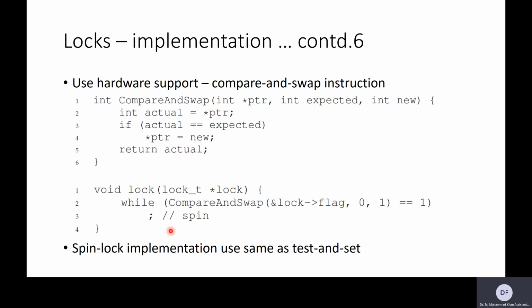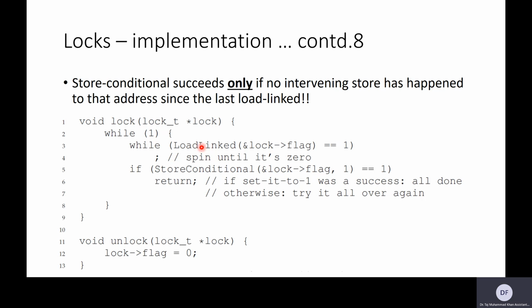Since there was an update to the flag address between the load linked and store conditional, store conditional will fail and it will return 0. This condition will become false and this return will not be executed. So we'll skip this return, come back here, and since it's an infinite loop, we'll go back and get stuck in this load linked again. Now the flag has been modified, so we will have to reread the flag and wait for it to become 0 so that we can again try to acquire the lock.